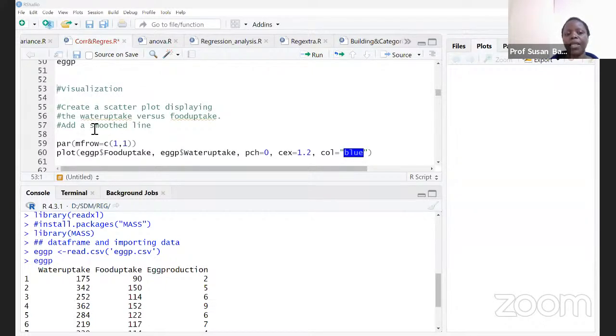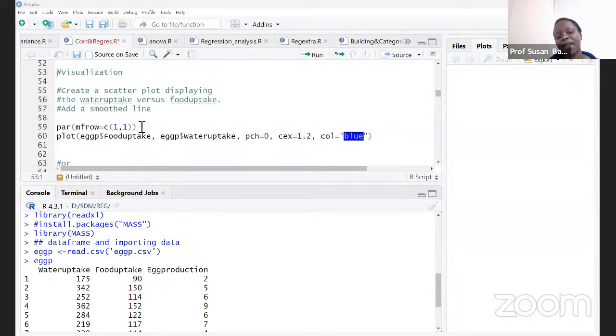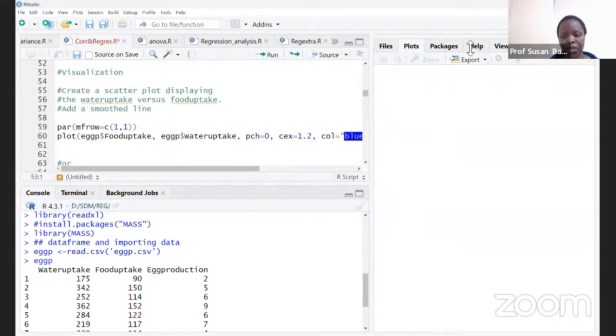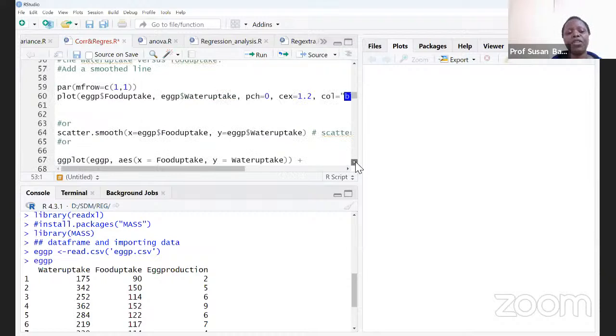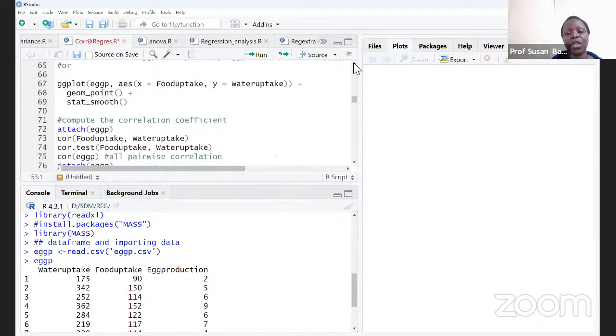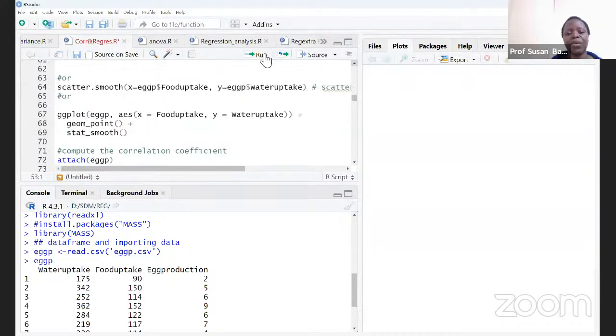I remember yesterday my colleague showed you line 49. It divides the window that you're going to have. Here we are telling R that our window should be one row and one column, so you'll have only one graph fitting there. The next part is plot. Here I've given you three options. You can use scatter, you can use ggplot, you can use plot. Let's run the first one, line 60, and see what happens.